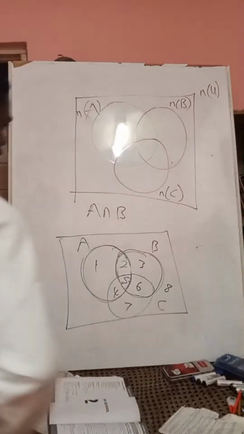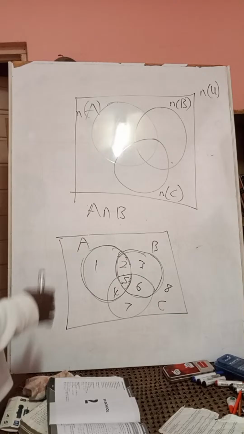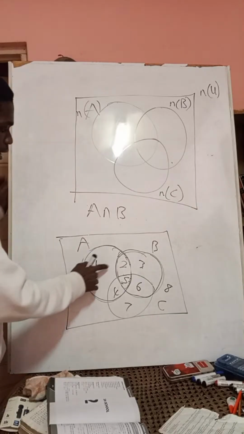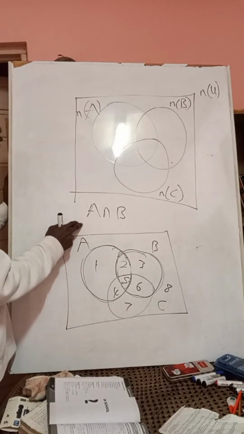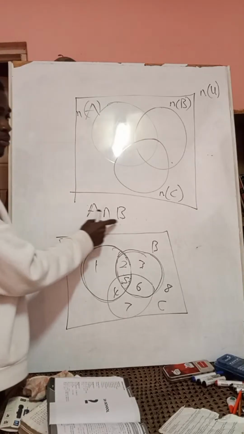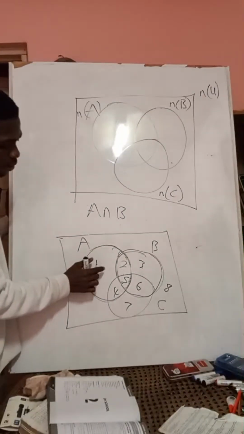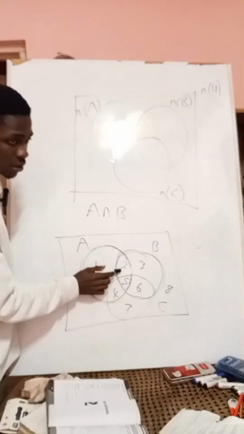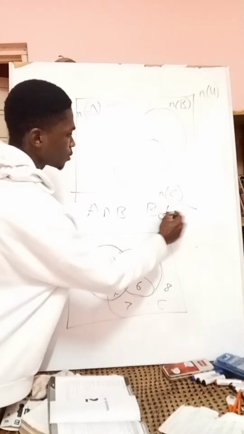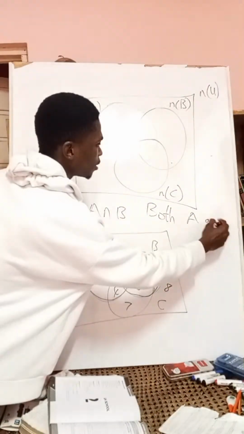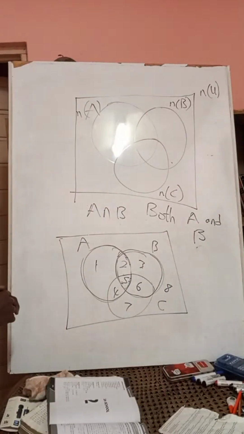Let's continue. So I was saying that with this one, this is a 3 sets problem. Whenever they say those who study both A and B, both A and B is which region? Region 2 and 5. Whenever they say both A and B, you can take note. Both A and B is region 2 and 5.